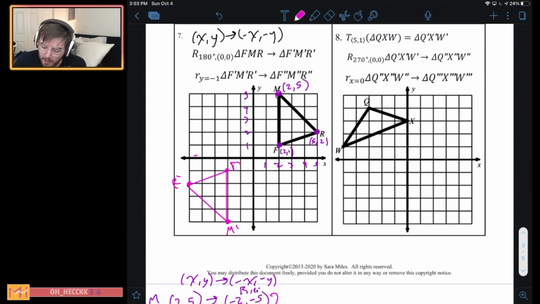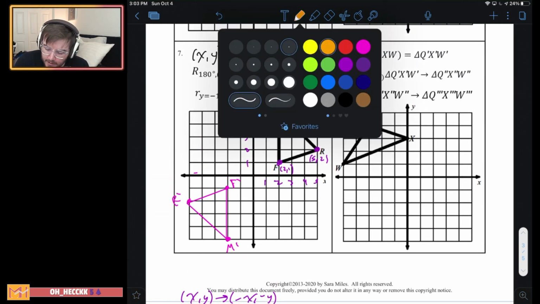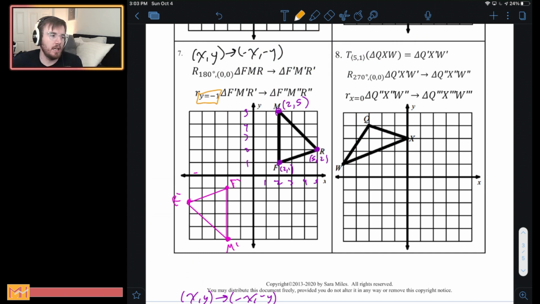And then the follow-up step is to reflect it across the line y equals negative 1. Remember, y equals is a horizontal line. So here is the line y equals negative 1. And when we reflect it, everything's got to be symmetrical. So R is 1 away, so it's got to be 1 away on the other side. F is right on it, so it's going to stay put. And M is 1, 2, 3, 4 away, so it's going to be 1, 2, 3, 4 away on the other side. So let's bring that to life.